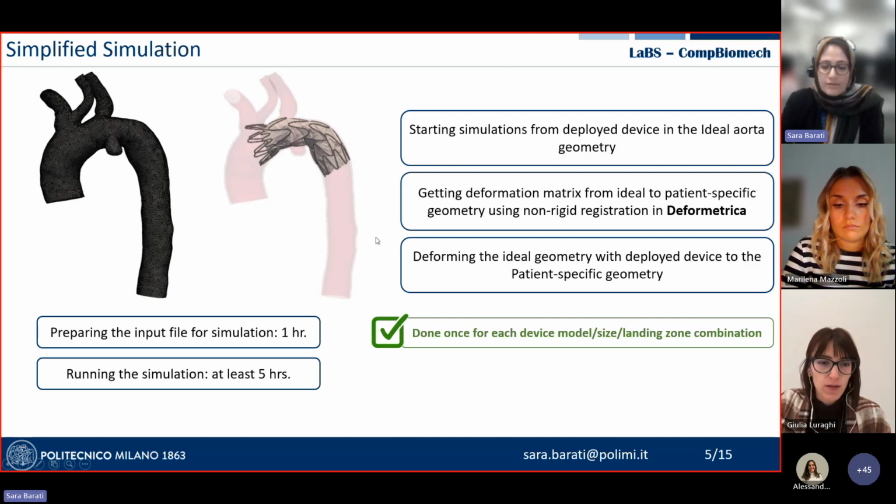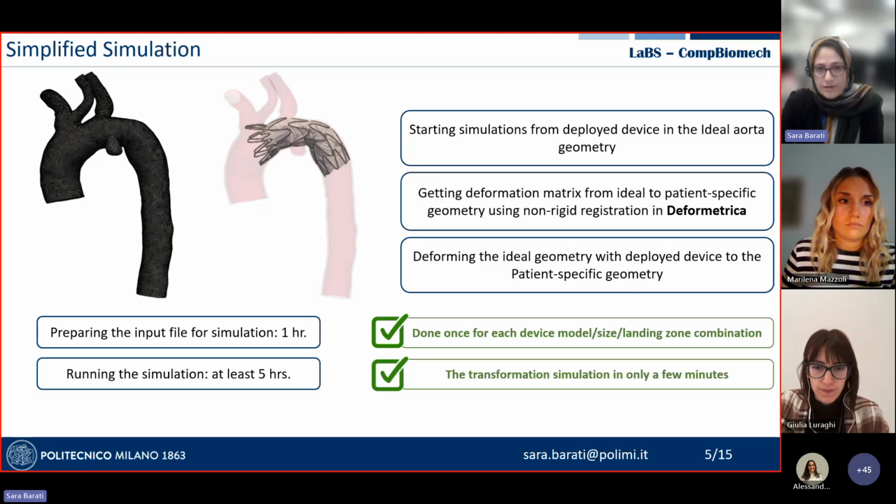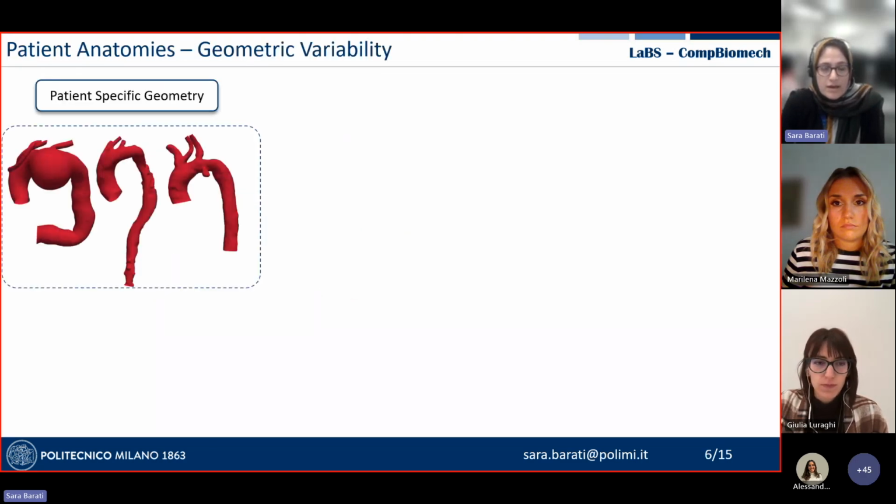And we don't need to do it for every patient-specific model, but for every new patient-specific model that we receive, we can just do the transformation or deformation simulation, which takes only a few minutes. For patient anatomies, we need to consider something.